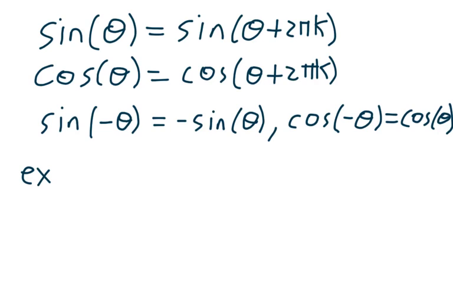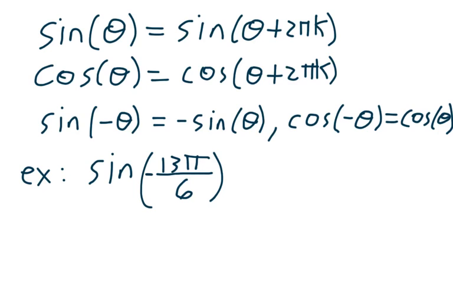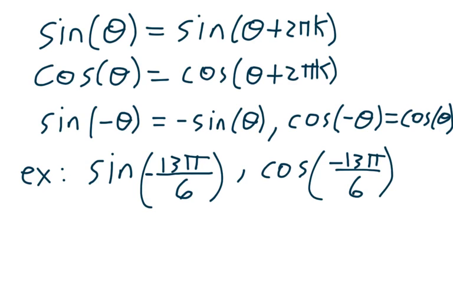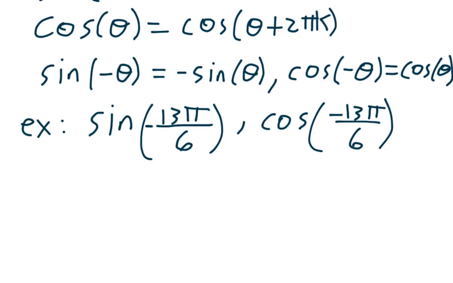So for instance, we're going to solve this example. Let's calculate sine of negative 13 pi over 6, and we're also going to do cosine of that. Okay, I wrote the pi first. There we go, 13 pi over 6. So we're going to calculate sine and cosine of negative 13 pi over 6, okay?